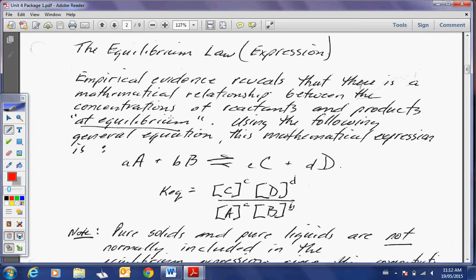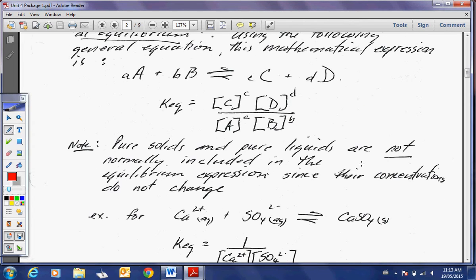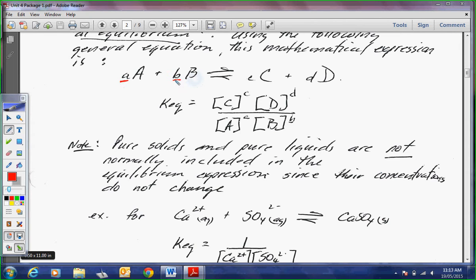And so they decided they were going to try to put a mathematical relationship between the concentrations of reactants and products at equilibrium, using the following general equation. This is the mathematical expression. So if you've got two reactants, A and B, and the little letters represent the balancing numbers. A and B react together, for example, carboxylic acid and alcohol, to give you C and D, for example, ester and water. And then the little balancing numbers become little powers. So there's the concentration of A to the power of a, the concentration of B to the power of b, which came from the balancing. Did you get it?